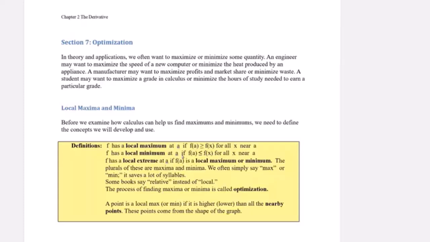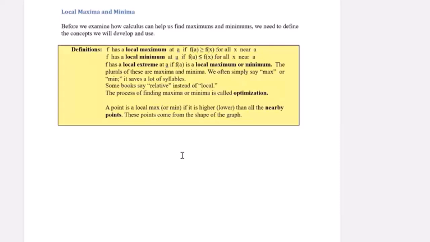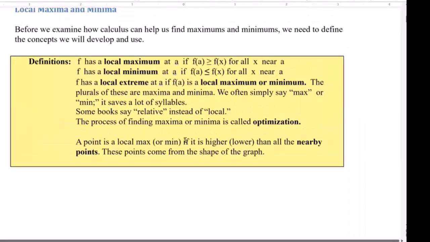A student may want to maximize a grade in calculus or minimize the hours of study needed to earn a particular degree. So, local maxima and minima. Before we examine how calculus can help us find maximums and minimums, we need to define the concepts we will develop and use. So let's look at the definition. Let me make this a little bigger.